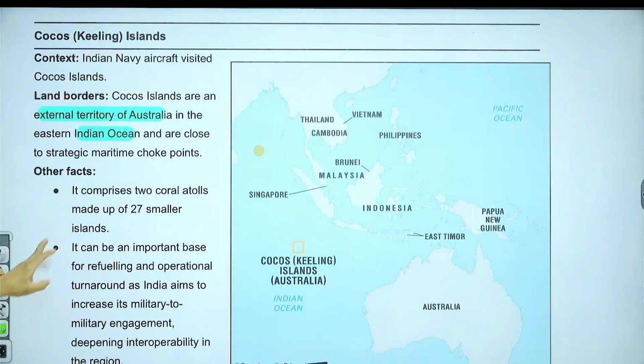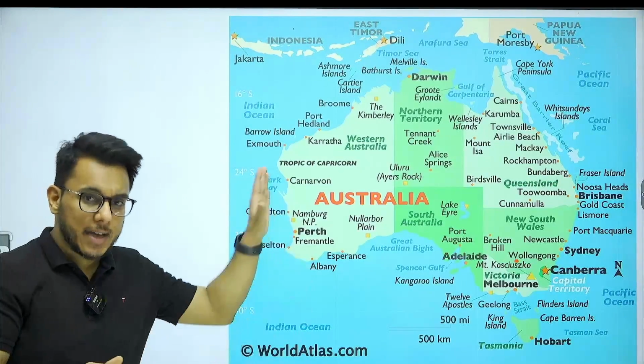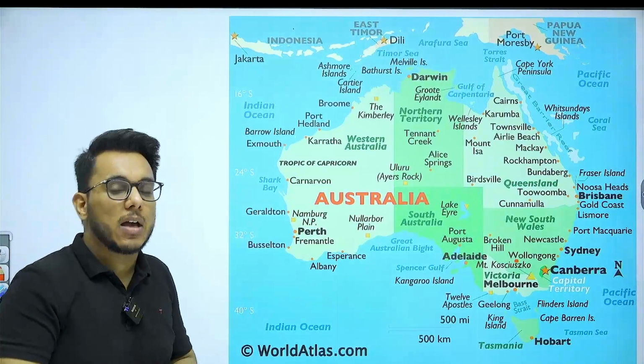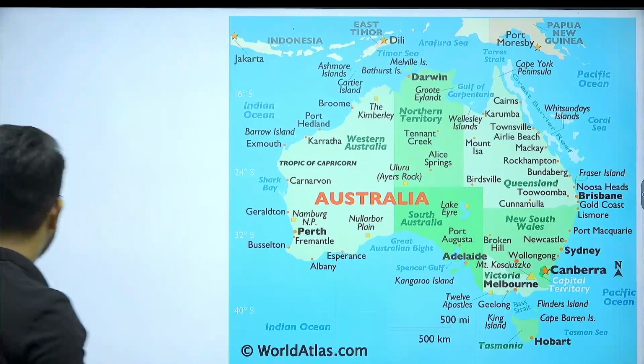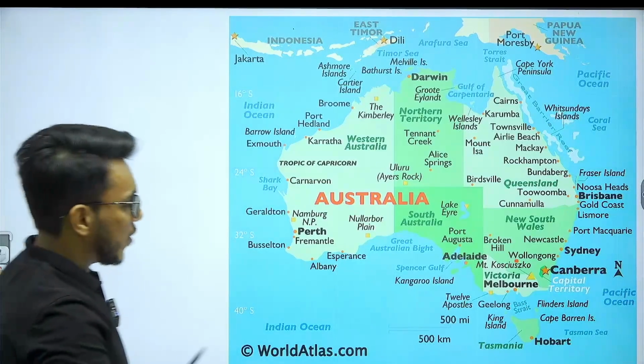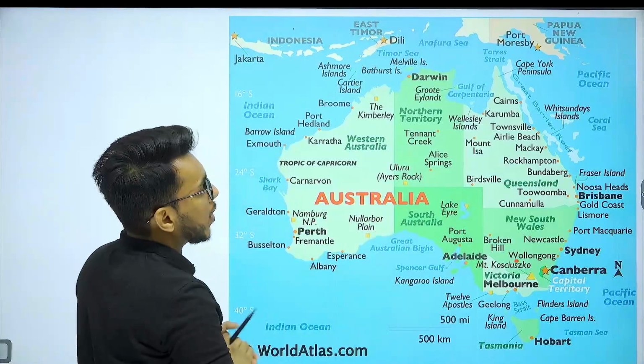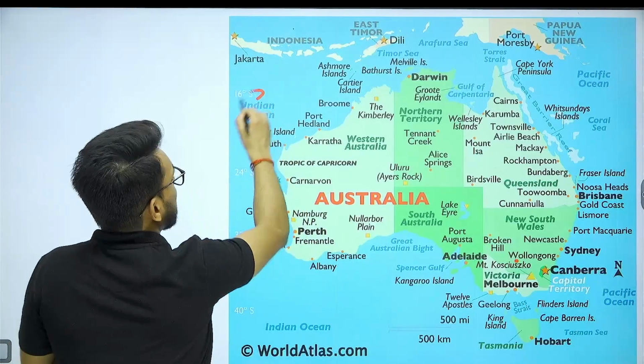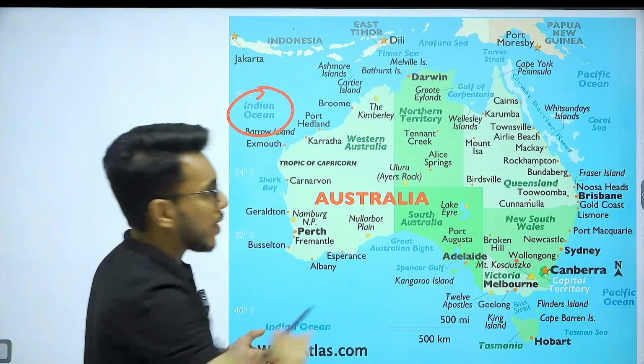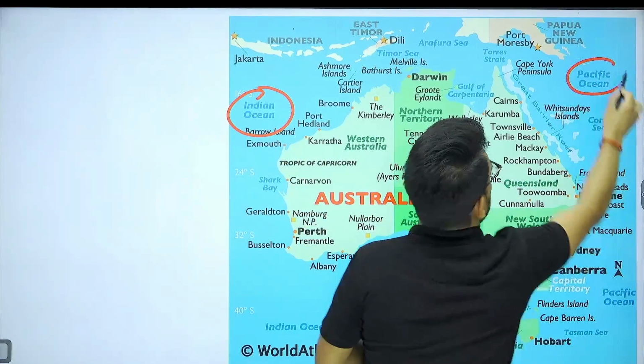Now, as we are discussing the Cocos Islands, which belong to Australia, let's discuss a little bit in detail about Australia also. So, here you can see the map of Australia. Now, first of all, some important water bodies. Towards the western side, we have the Indian Ocean. Towards the eastern side, we have the Pacific Ocean.